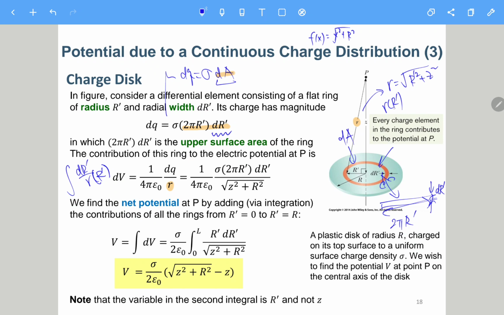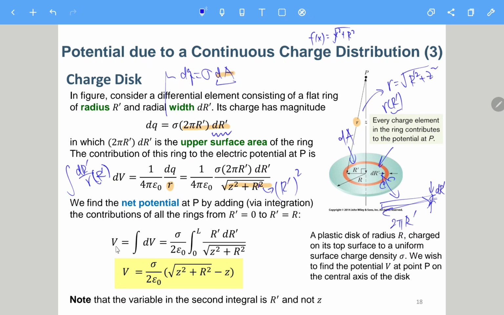So here r should be a function of r prime, and we plug it in, so that r becomes this square root term. We should have a prime here. This one should be r prime squared rather than r squared. In that case, this is a function of r prime. All other variables are constant with respect to r prime, so we can do the integration.